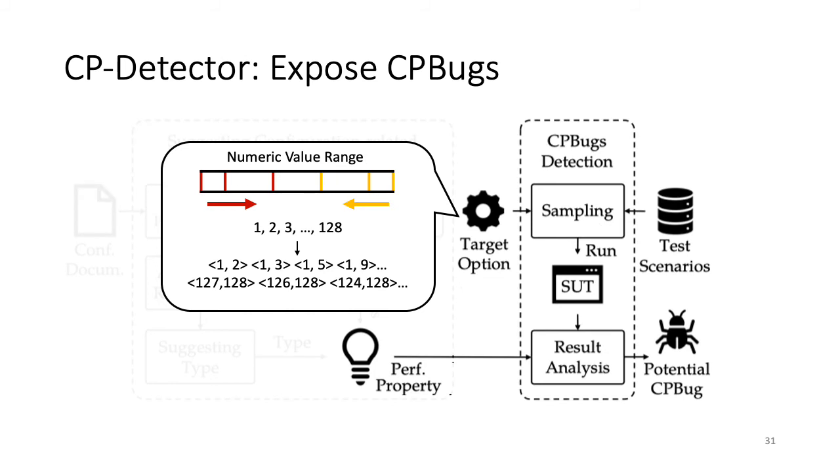The second step of CP-Detector is to generate configuration values and run test cases. Given the findings in our study, we start generating the numeric option values from both ends of their whole value range, and enlarge the sample step exponentially, as shown in the table. CP-Detector will compare the performance between 1 and 2, 1 and 3, 1 and 5, and so on. The third step is to analyze the performance result to detect if any performance property is violated.